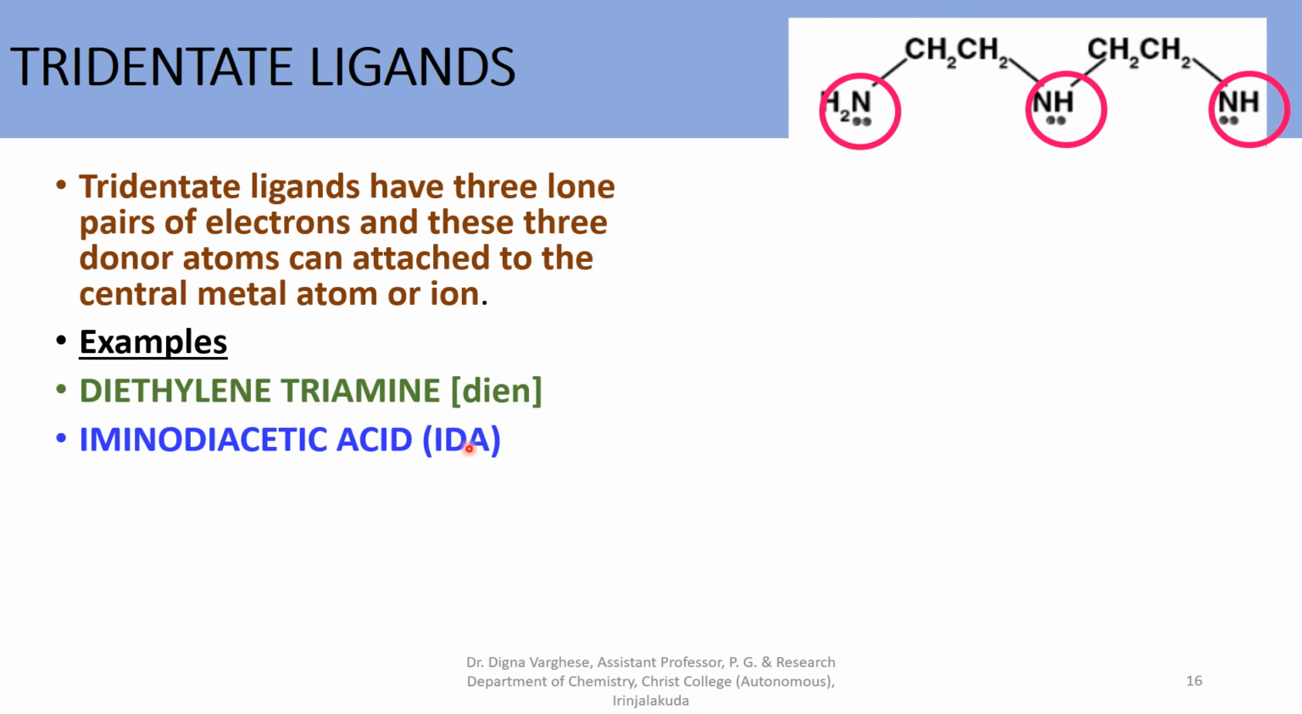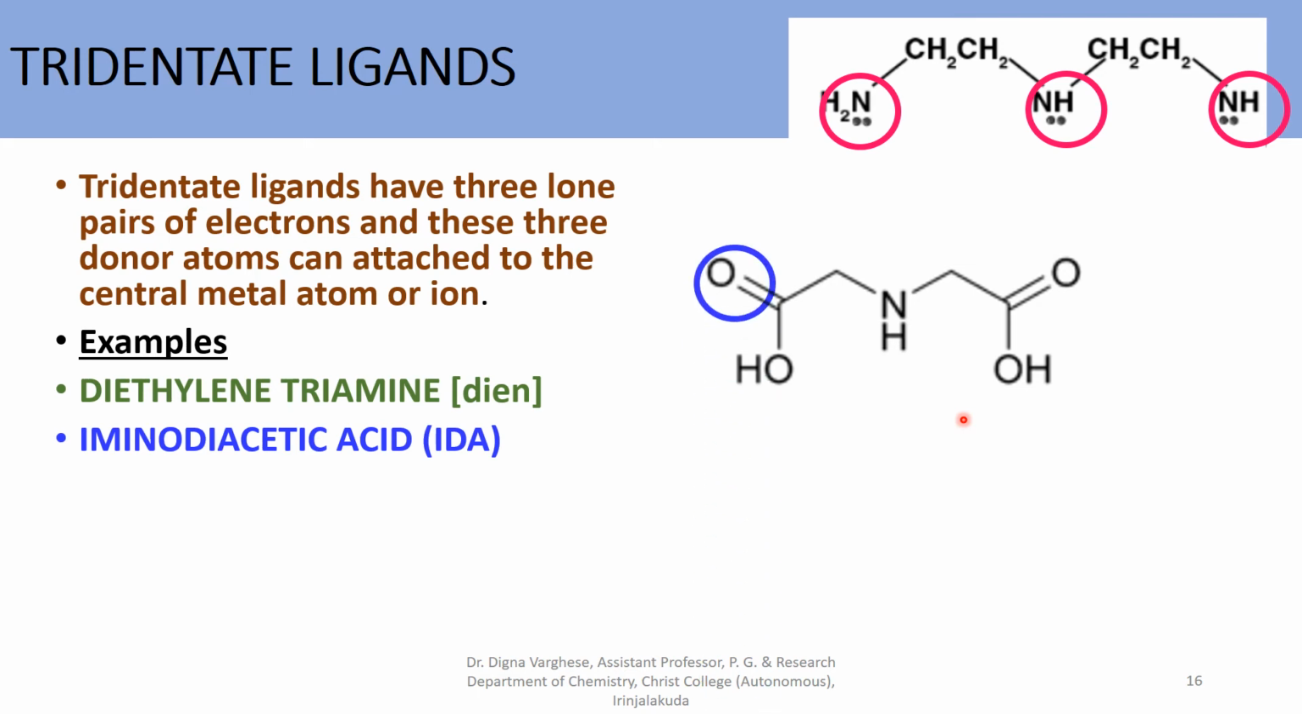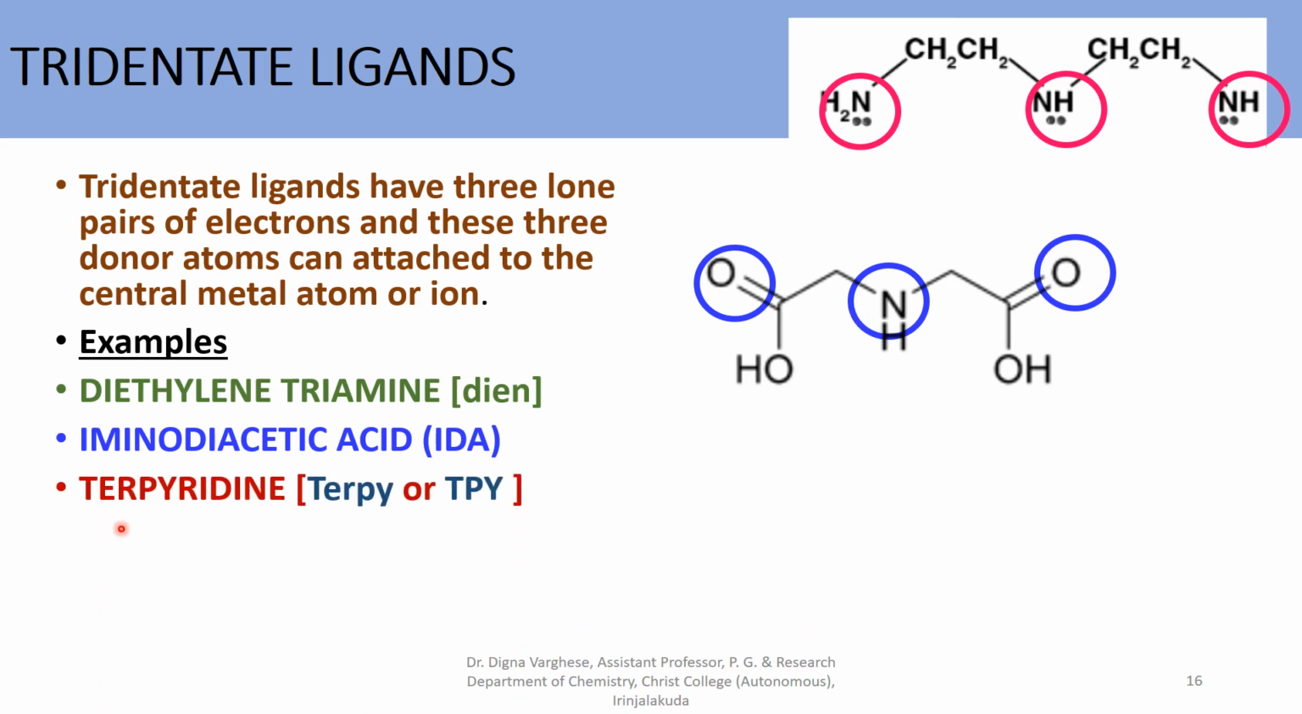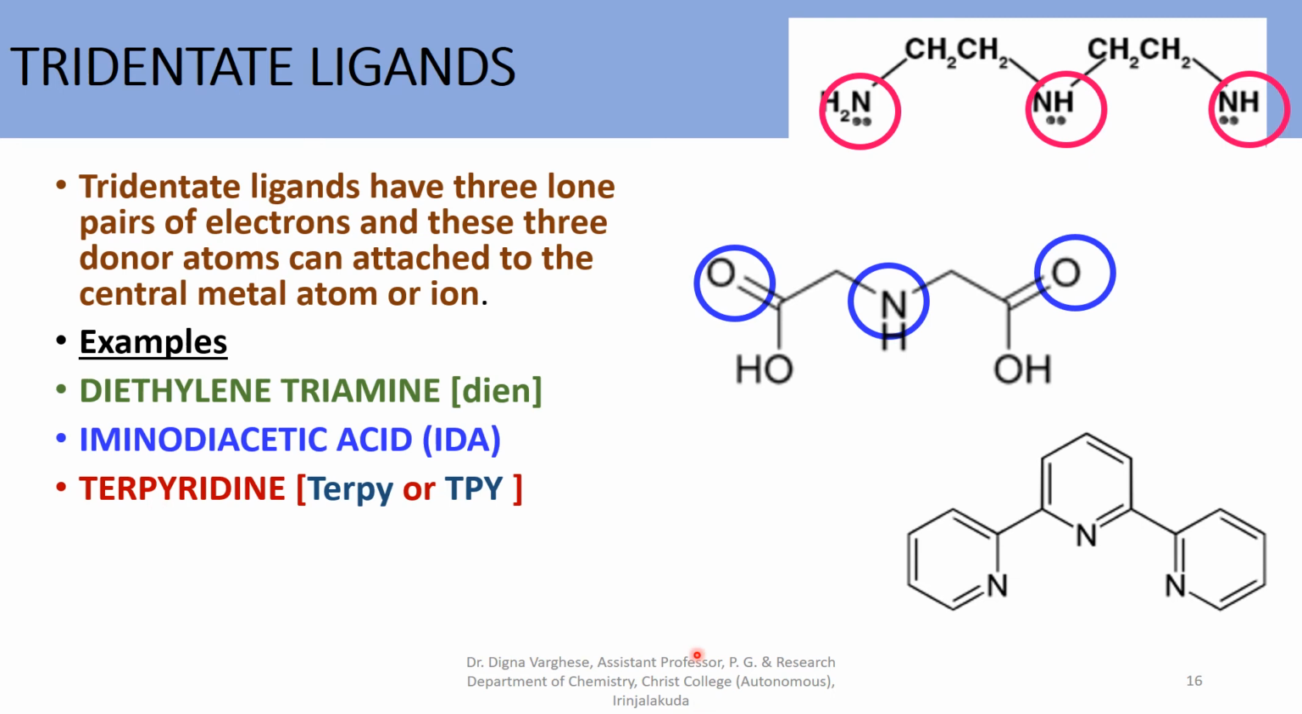Iminodiacetic acid, IDA. Its structure you can see, COOH, CH2NH, CH2COOH. Here the donor sites are one oxygen, another oxygen, and nitrogen. So two oxygen atoms and one nitrogen atom can attach to the metal atom. So it's a tridentate ligand. Another one is terpyridine. Three pyridine molecules are joined. So you can see these three nitrogen atoms can coordinate to the metal atom.